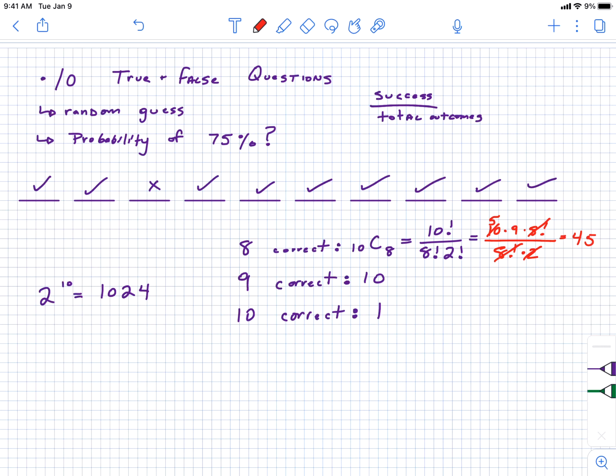So we have a grand total of 45, 10, and 1, 56 successes here.